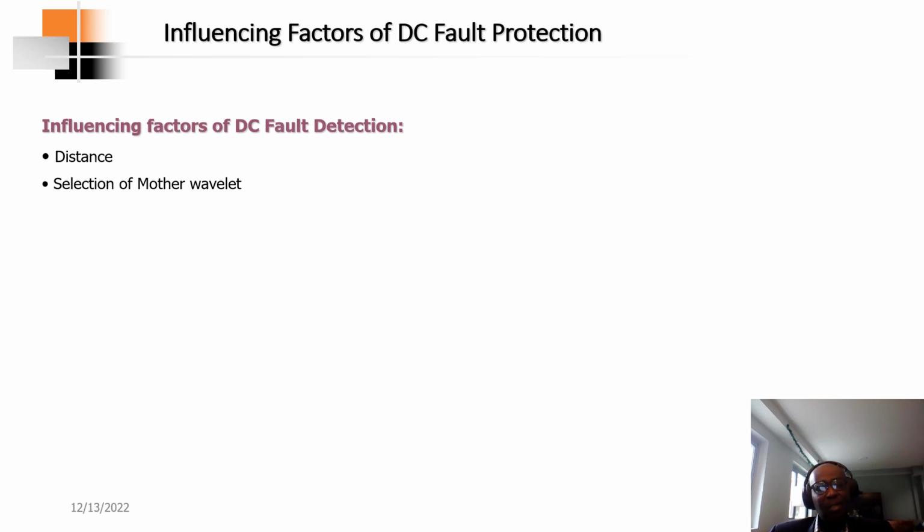Now let's talk about the selection of our mother wavelet. As you know, there are a lot of mother wavelets out there, and the first one is Daubechies, and the next ones are symlet, coiflet, and Haar. So the choice of the mother wavelet that is used to perform decomposition of these signals is an important factor in designing the protection scheme, and also in extracting the features that resemble the original fault signal.